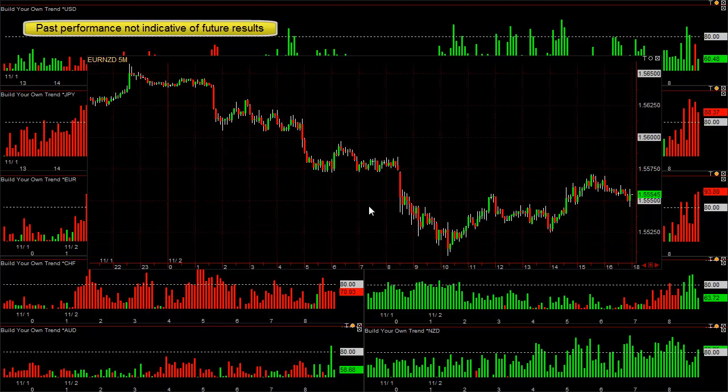Here's the euro New Zealand, same thing, straight down. You have a nice little sideways rectangle wedge pattern right here. A little bit of a pullback trade right here. You might have got out at the double bottom when it wouldn't go underneath there. Then you have another perfect rectangle pattern.